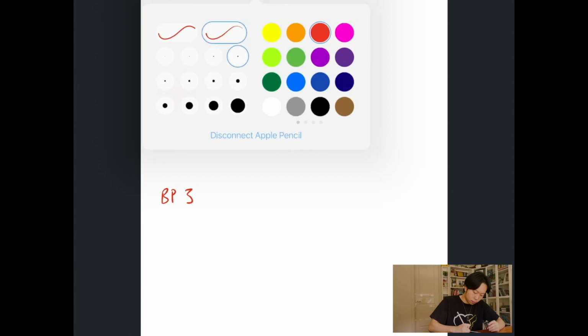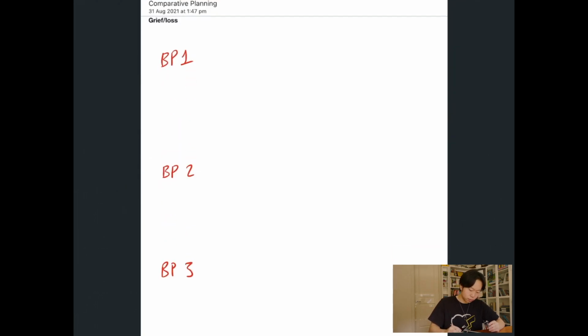So in general, my structure for these was quite chronological. Like I sort of tracked the characters' progression, and that also is how I build up my paragraphs. So let's write down BP1, BP2, BP3. So BP1, grief and loss.